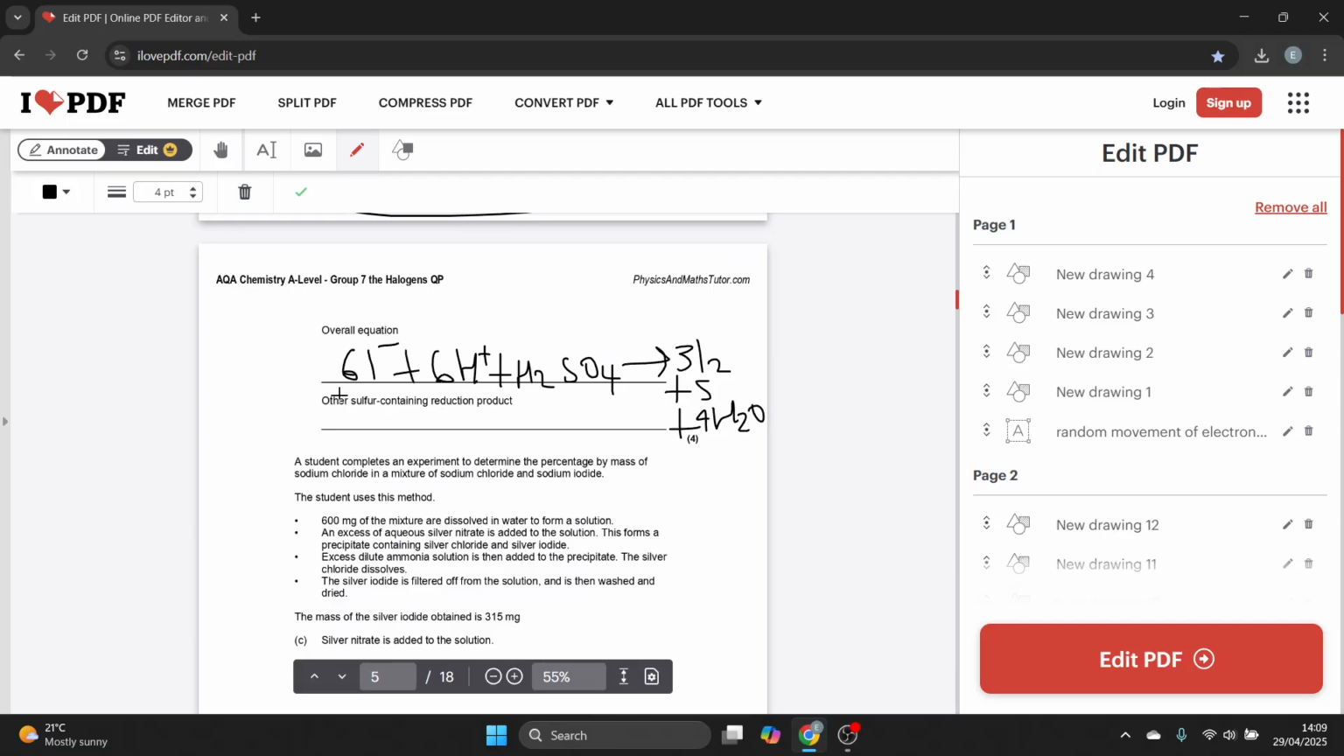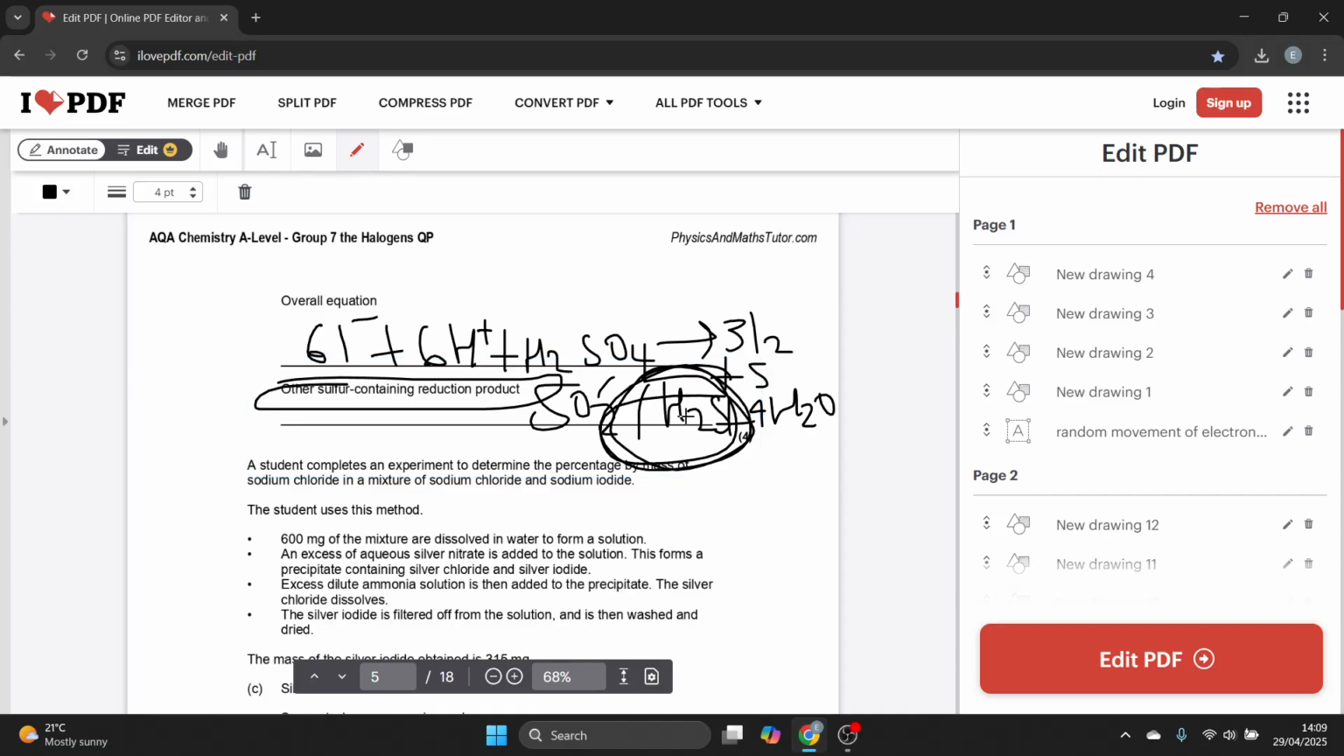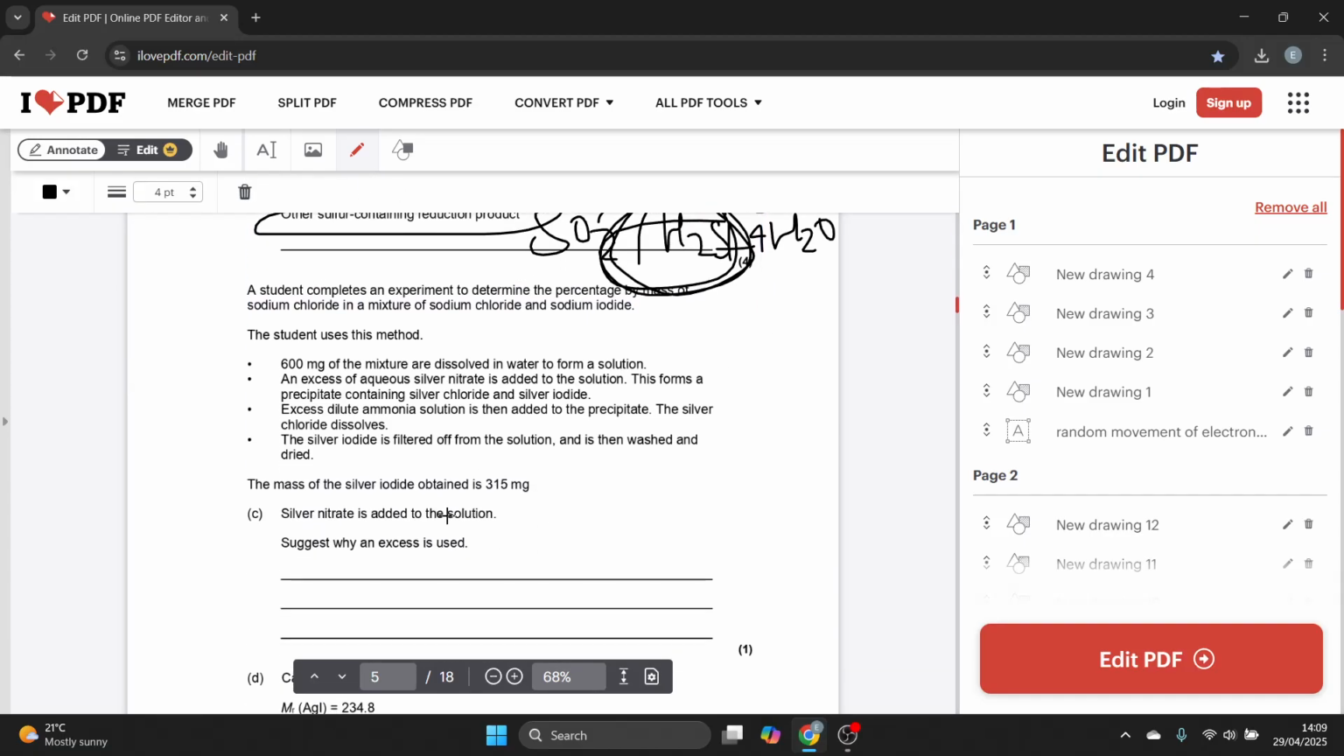Other sulfur-containing reduction products: sulfur dioxide, or you could talk about hydrogen sulfide. Sulfur dioxide is more obvious, so I would use hydrogen sulfide in the past paper question to get you used to that, but in a real exam you use sulfur dioxide.